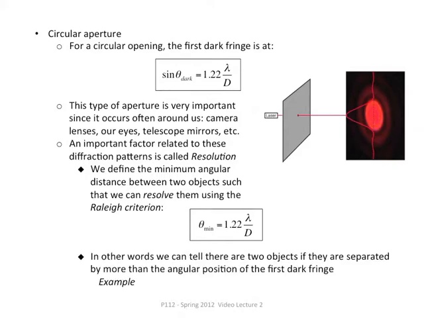So, in other words, if we're looking at something with our eyes, we can tell there are two objects there if they're separated by more than the angular position of the first dark fringe. So, if you think about a second image up here, and the center of this other bright central fringe is at least over here, the distance of this first dark fringe away, then we would be able to tell that there really are two separate objects there, and we could detect those. If they're closer than that, then we're simply not going to be able to detect them.